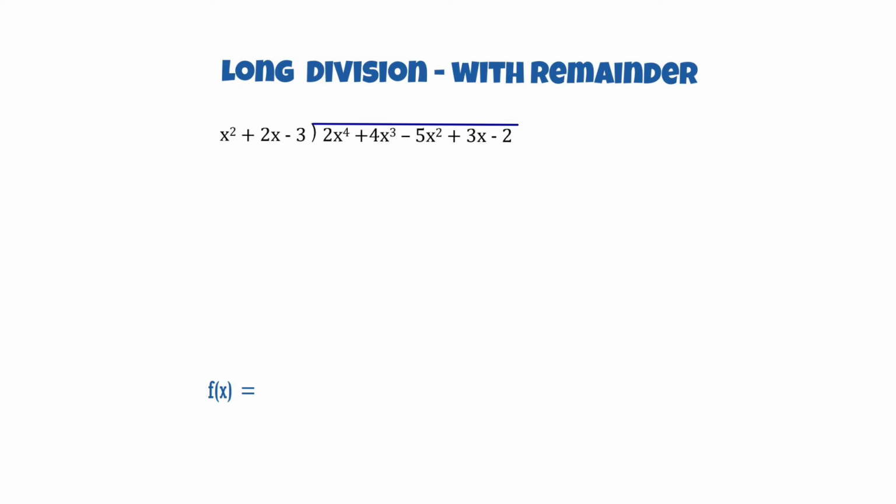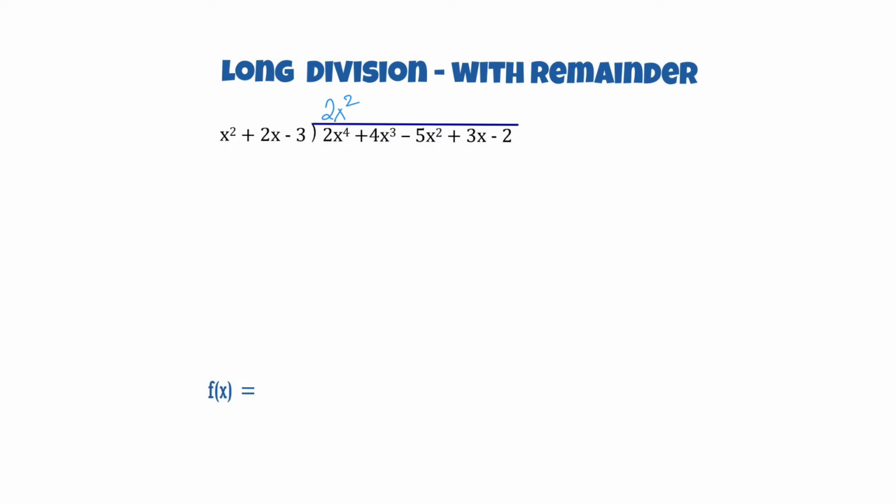All right, so let's try a little heftier problem here. This time I'm going to take a quartic, it's to the 4th power, that's my dividend, and I'm going to divide it by this divisor that's a trinomial. So same process, just a little bit lengthier. X squared times what gets you 2x to the 4th? That's a 2x squared.